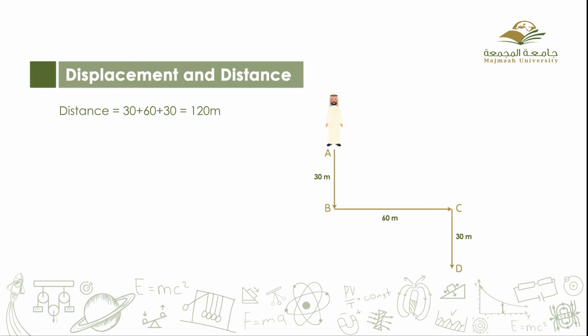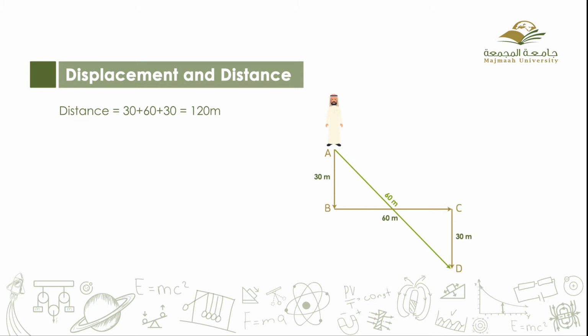But what is the displacement? Displacement is the straight line, the length in a straight line from the starting point to the ending point in one direction. It will be from point A to the last point D in a specific direction, which is 60 meters in the east. So now you can find the difference between distance and displacement.